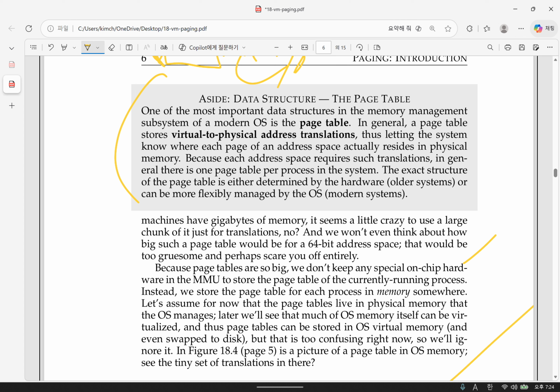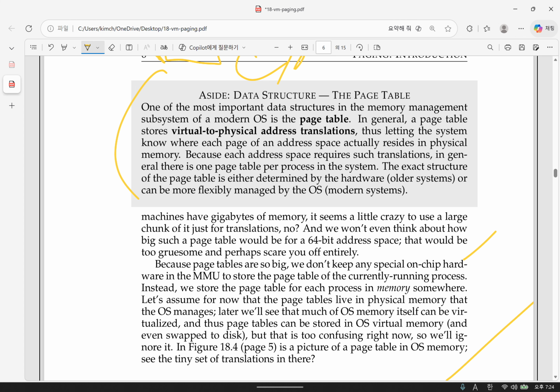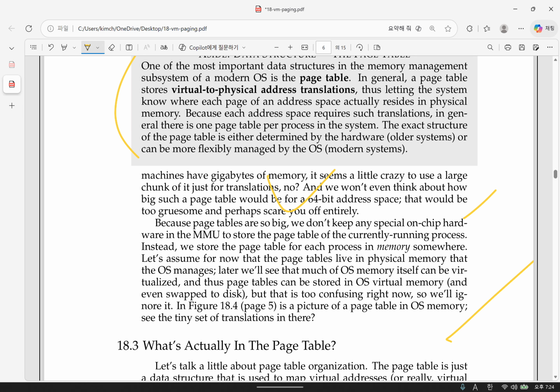So that's a large piece of memory just for translations. When it comes to a 64-bit address space, it gets even bigger, right? So let's do a 64-bit address space. That is huge, right? I don't even remember what this is. Anyway, a quick search tells me it's an exabyte.